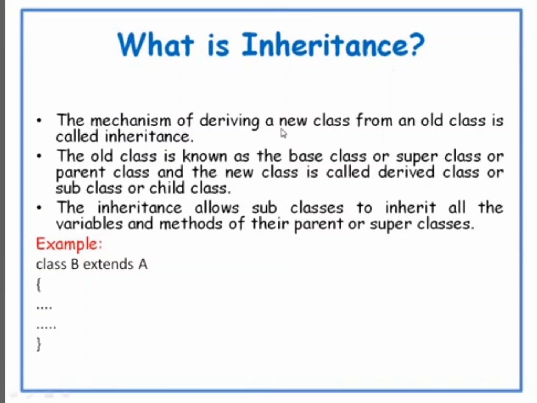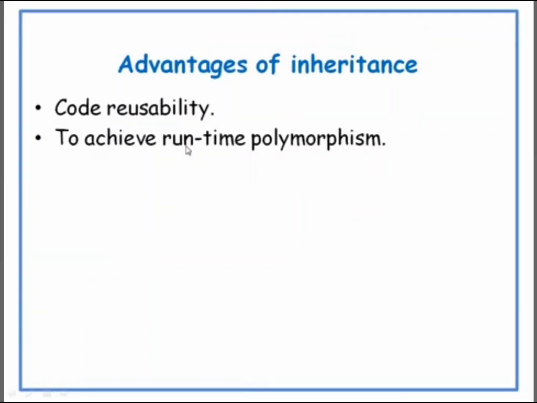Example: class B extends. Extends is a keyword of inheritance. It is used in inheritance. And the advantages of inheritance: it is used for code reusability and to achieve runtime polymorphism. These are the advantages of inheritance.